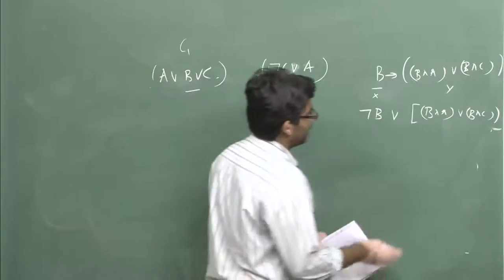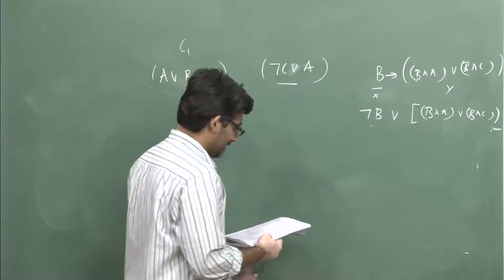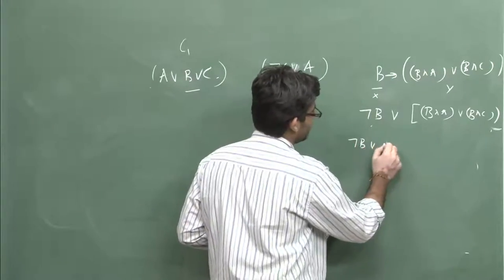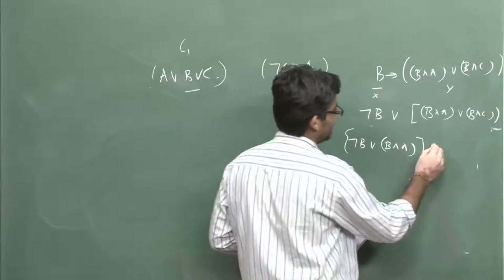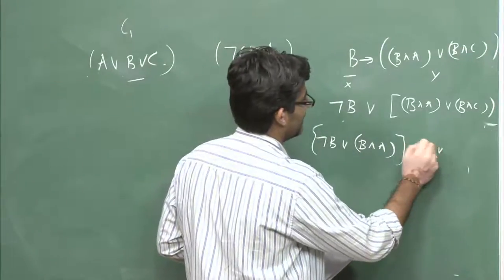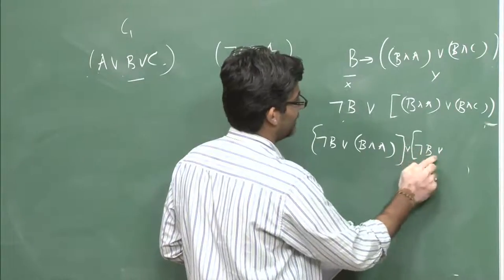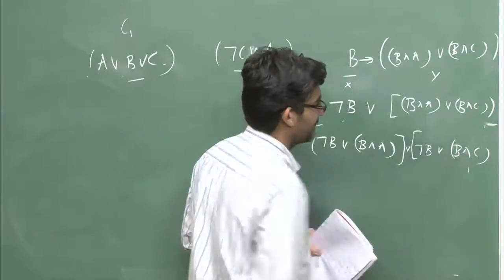So now you need to apply the associative law here, so now this will become not B or B and A, that is the first one, and the second one is not B or B and C.